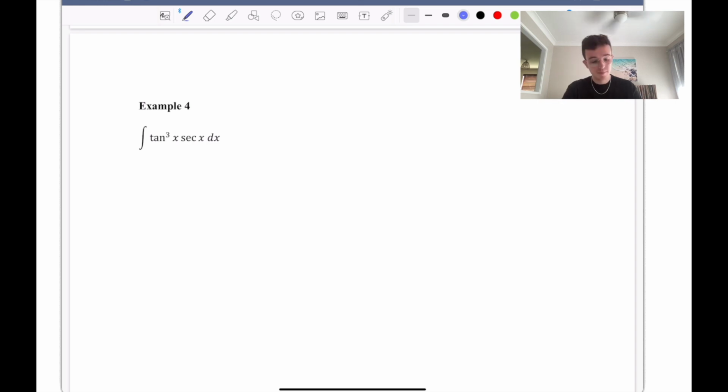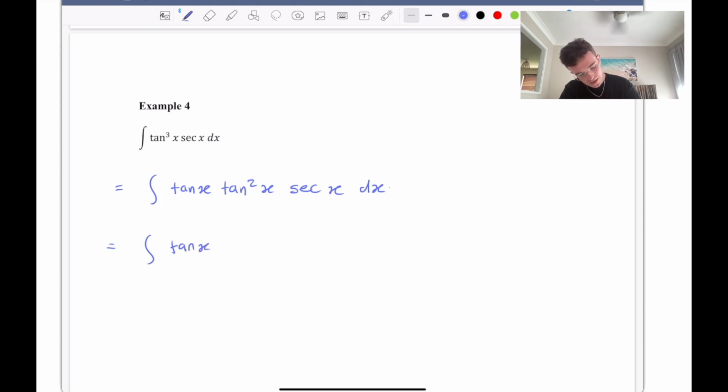So we're going to split up this question and say this is the integral of tan x times tan squared x times sec x. And I know that I can actually get sec squared x from tan squared x. So I can say this is the integral of tan x sec x, and then it's going to be sec squared x minus 1 dx.